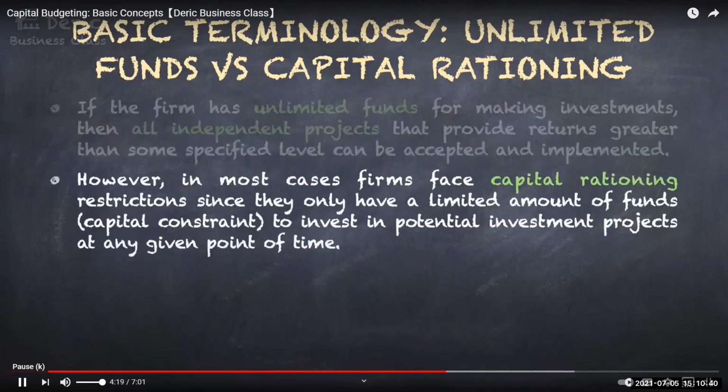That's why we say, in most cases, firms face capital rationing restrictions, since they only have a limited amount of funds to invest in potential investment projects at any given point of time. Limited amount of funds is the capital constraint. In short, capital rationing is the act of placing restrictions on the amount of new investments or projects undertaken by a company.